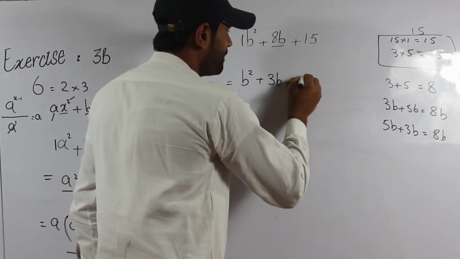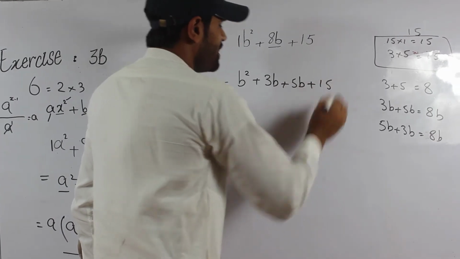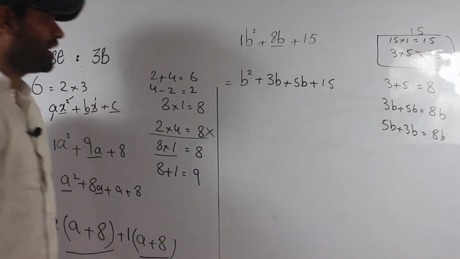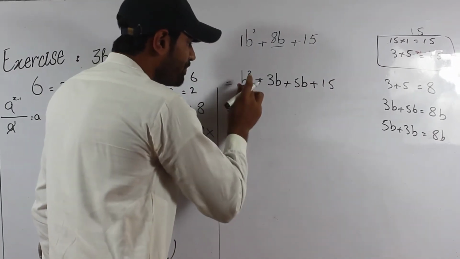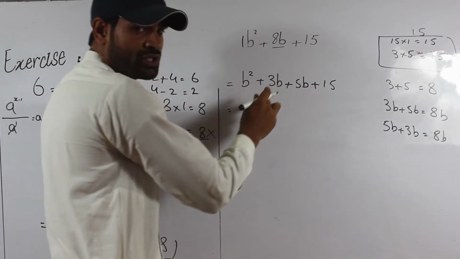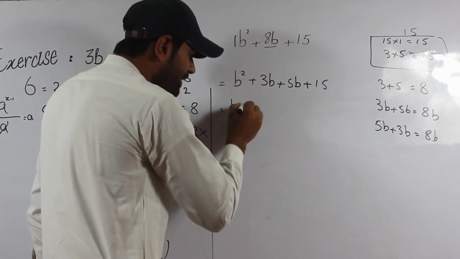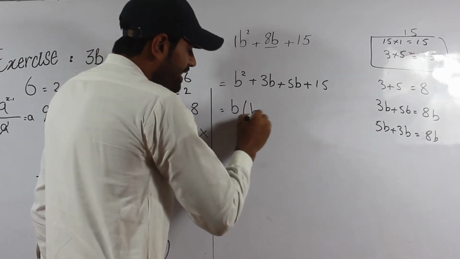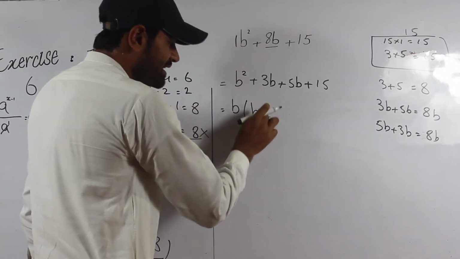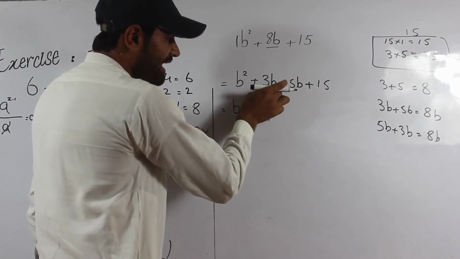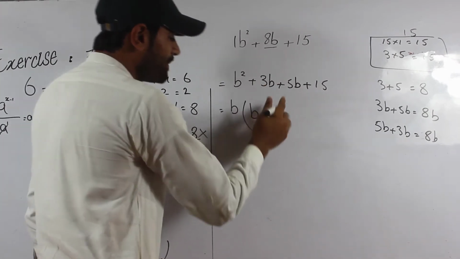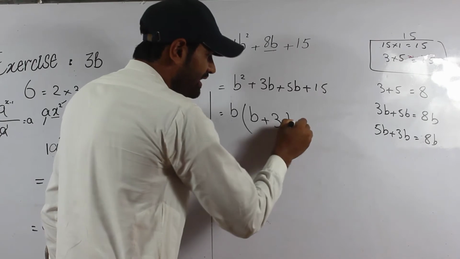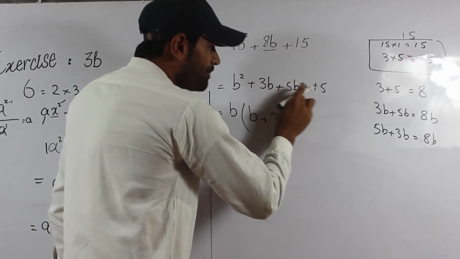b squared plus 3b plus 5b plus 15. First I look for which number is common in the first two terms. In b squared plus 3b, b is common in both. When I take b common from b squared, b remains. Then the same sign, plus. Then I take b from 3b, so only 3 is left. Then plus 5b plus 15.